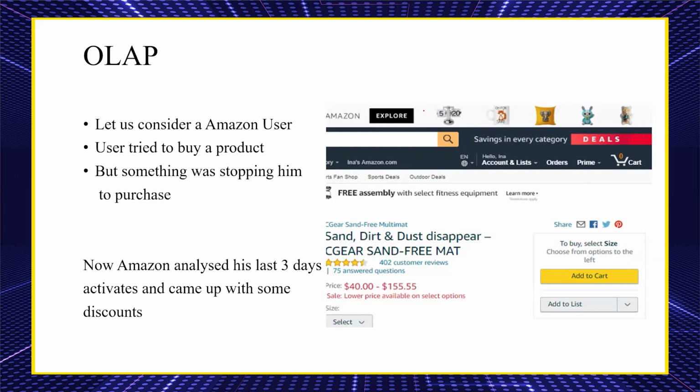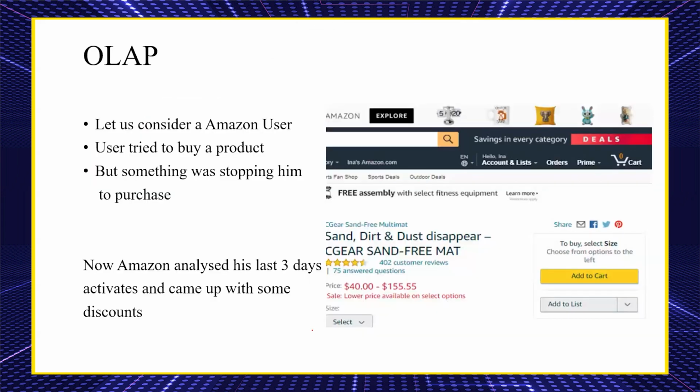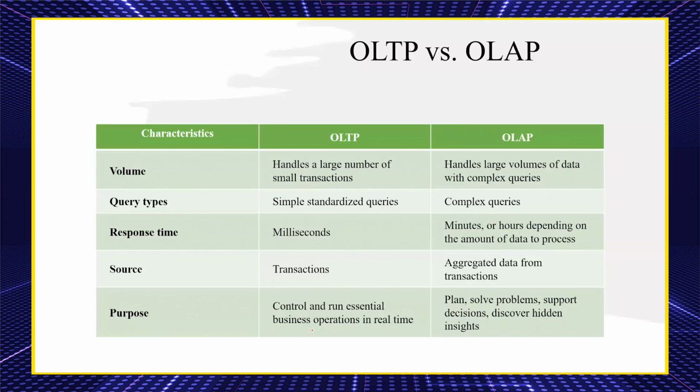See here, 400. Now someone asks you the difference between this. What is the difference? OLTP handles a large number of small transactions. OLAP handles large volumes of data with complex queries, because we have time. But OLTP needs to be executed immediately.